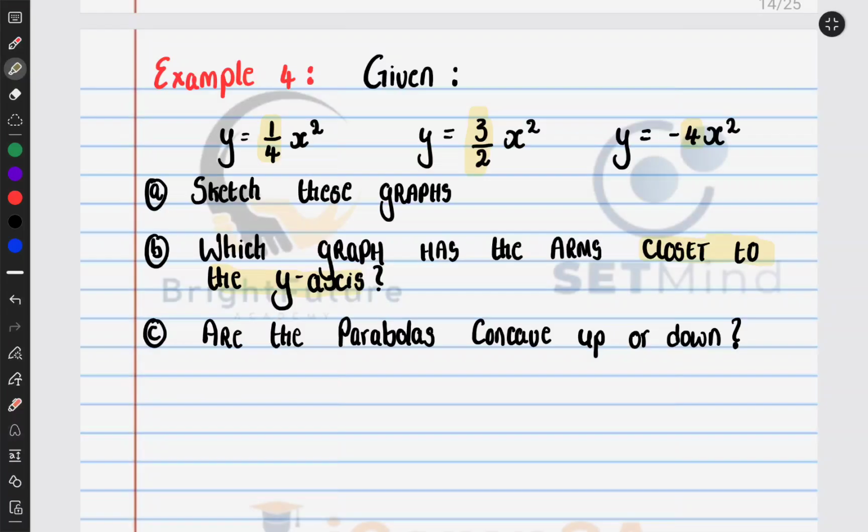Okay, and then the parabolas, concave up or down, what did I say we use? We use the sign of a. So only one function has the negative sign of -4, which means that is the only function that is concave down. Okay, but without wasting any time, let's go ahead and sketch these functions.